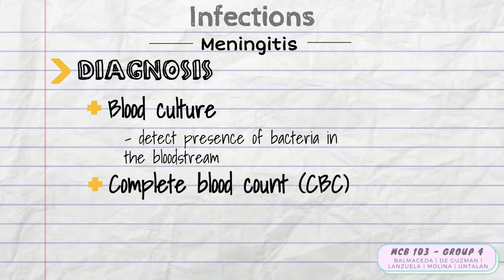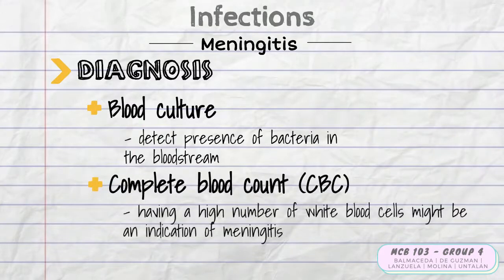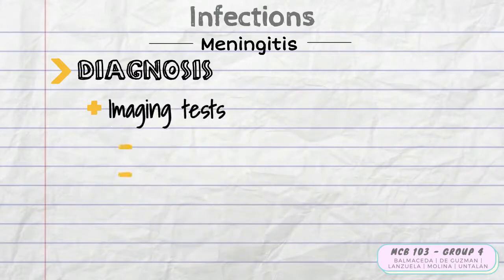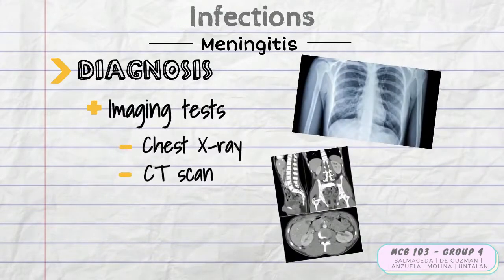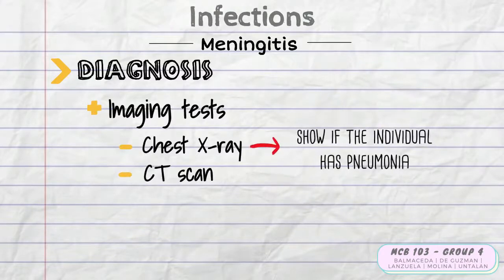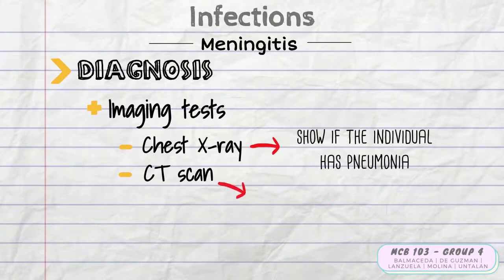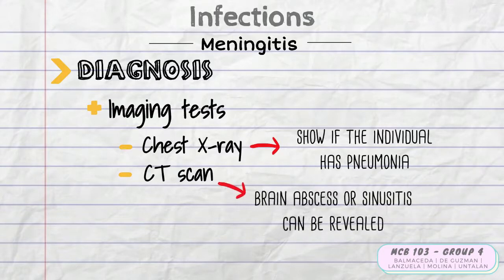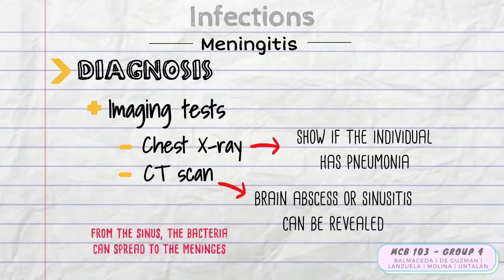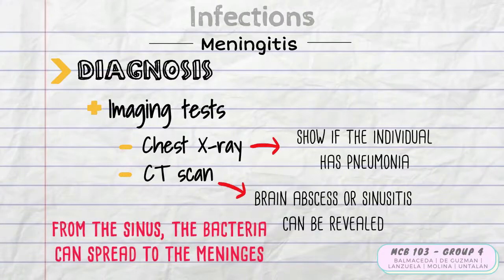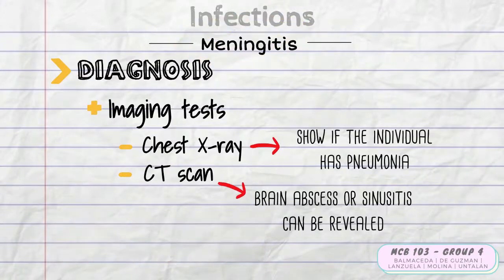By having a CBC or complete blood count, a high number of white blood cells might be an indication of meningitis because basically, white blood cells fight the infection. Imaging tests like chest X-ray and CT scan can also be used. Chest X-rays can show if the individual has pneumonia. This result is essential because typically, pneumonia precedes meningitis. For CT scan of the head, brain abscess or sinusitis can be revealed, and from the sinus, the bacteria can spread to the meninges, causing meningitis.